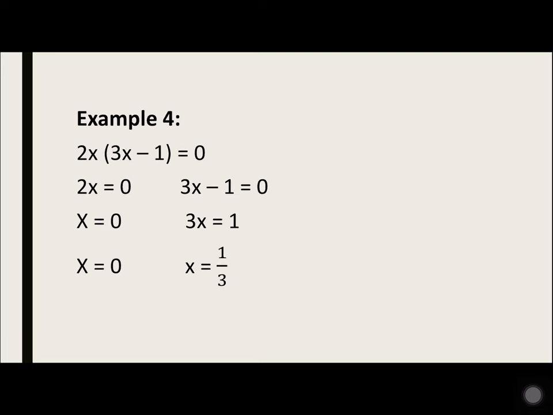Example 4. 2x times (3x minus 1) equals 0. So either 2x equals 0, divide by 2, you get 0. Or 3x minus 1 equals 0. Solve for x, add 1, you get 3x equals 1. Divide by 3, you get x equals 1 divided by 3. Okay, we're solving each of those equations.